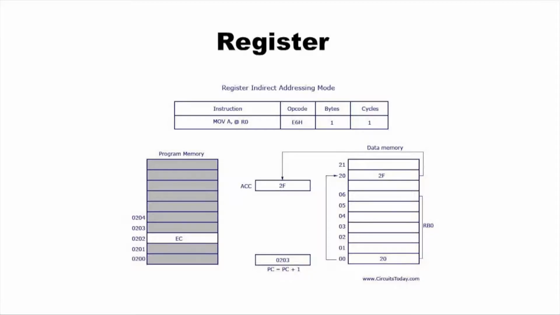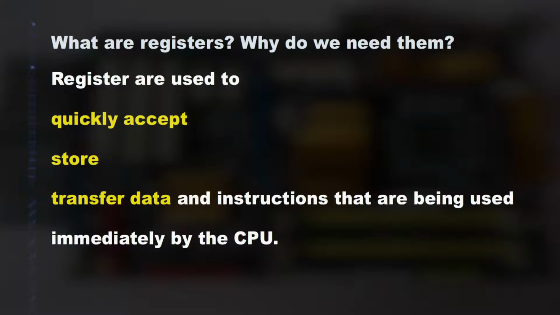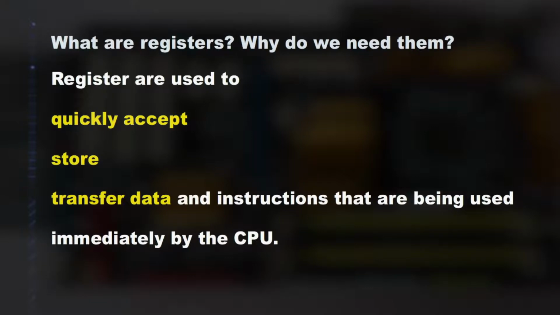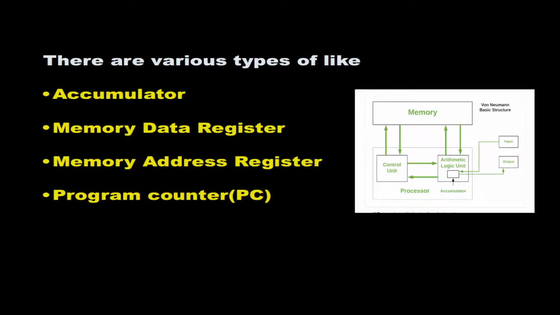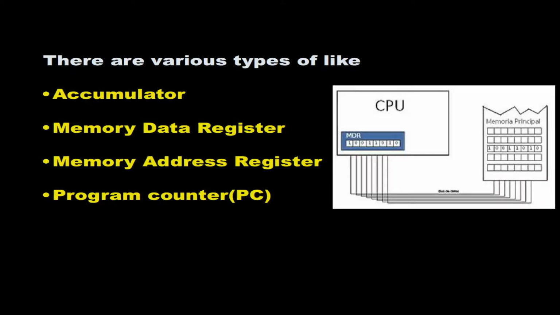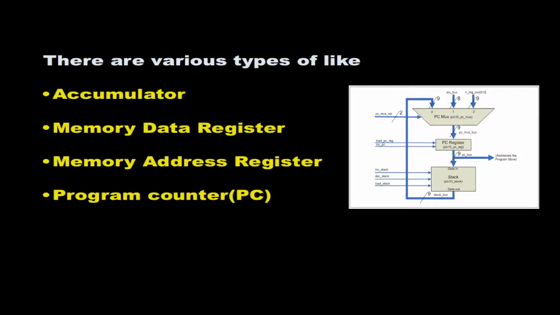Now, we will move on to another small topic called registers. What are registers? Why do we need them? Registers are used to quickly accept, store and transfer data and instructions that are being used immediately by the CPU. There are various types like accumulator, memory data register, memory address register, program counter, etc.